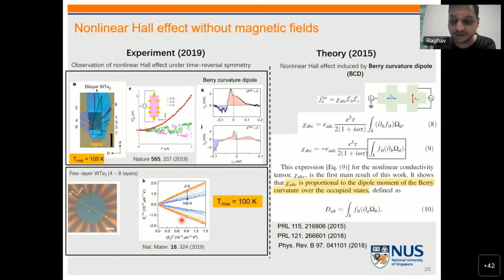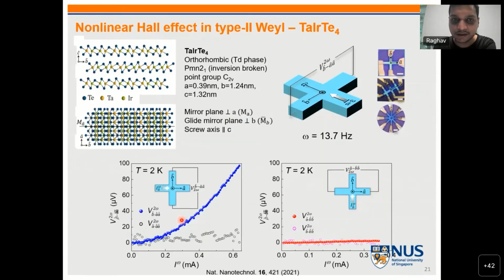So that was our motivation for going for this nonlinear Hall effect in some other materials. We use this TaIrTe4 kind of Weyl semimetal, where we have seen this second harmonic dependence on the AC current. These devices have an A axis and a B axis. In one direction the inversion symmetry is broken, in the other direction it is still there. So we observe this Hall effect only in one direction, which is your B axis basically, in these devices.